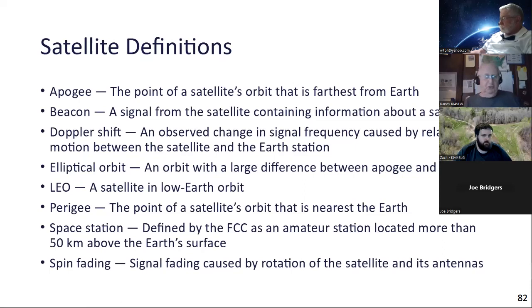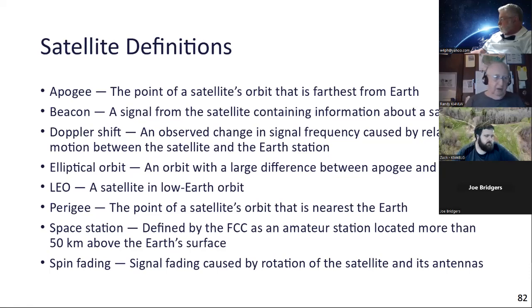Okay, satellite definitions. Apogee, the point of a satellite's orbit that is farthest from the Earth. Beacon, a signal from the satellite containing information about that particular satellite. Doppler shift, and you will hear these words bandied about from time to time: an observed change in signal frequency caused by the relative motion between the satellite and Earth's rotation. Elliptical orbit, an orbit with a large difference between apogee and perigee.